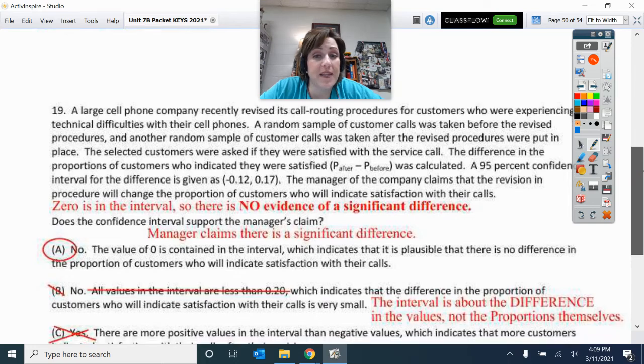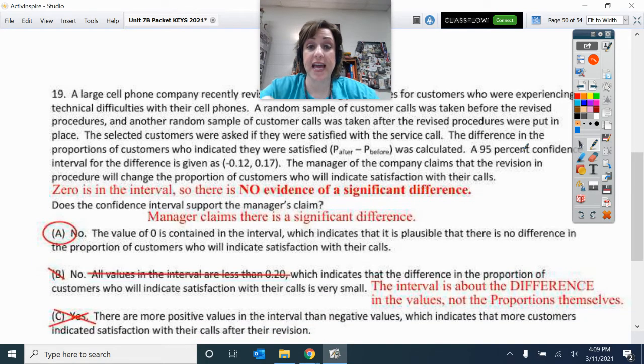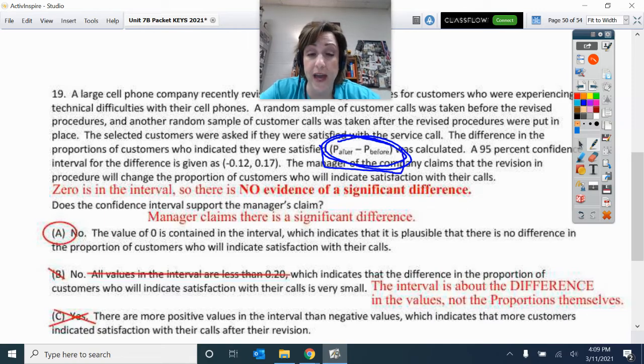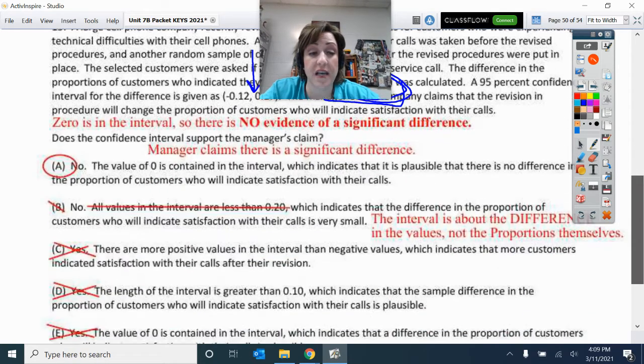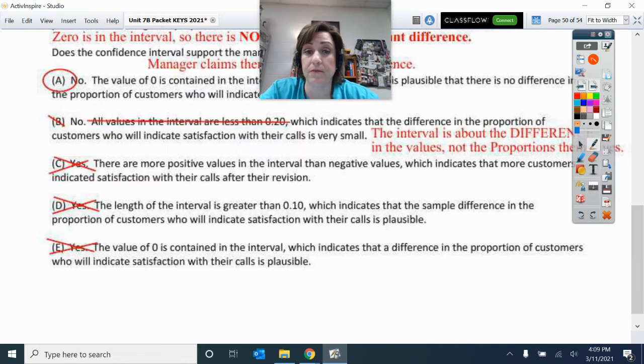So number 19, same thing. Here again, do you see how whenever they have two proportions, they are referencing the difference between them, and they say which way they subtract. That's why we always do that. And so here we again had a 0 difference in the interval. So there is not evidence of a significant difference.